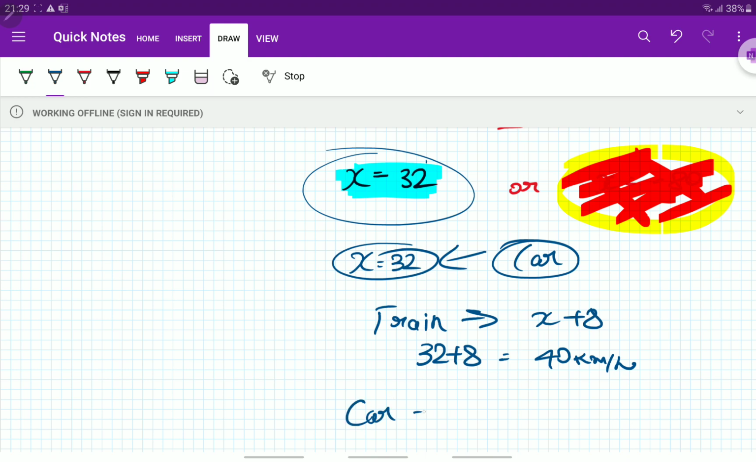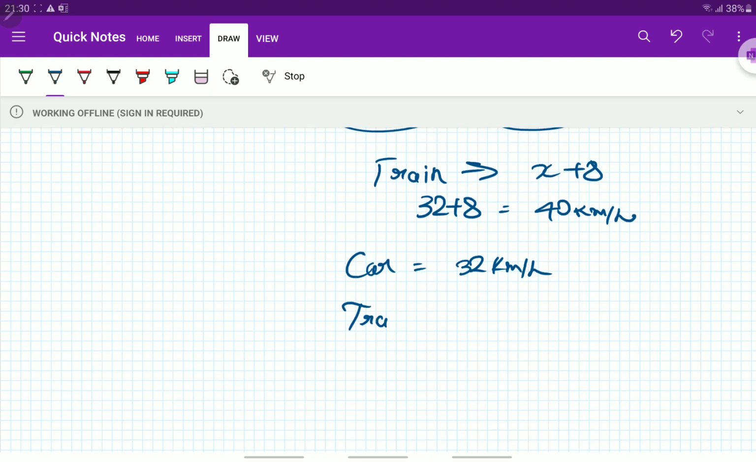The car traveled at 32 kilometers per hour, and the train traveled at 40 kilometers per hour.